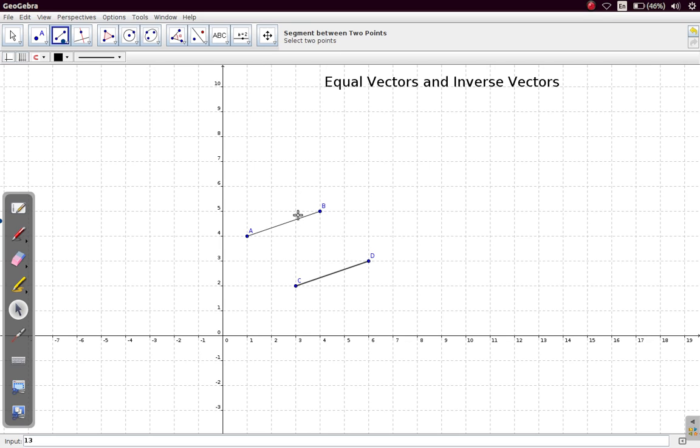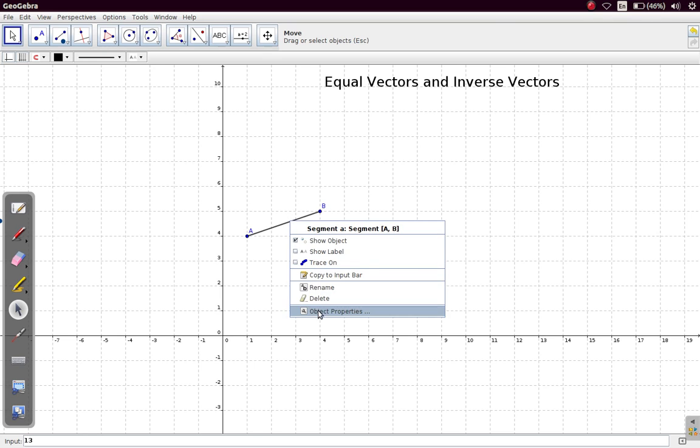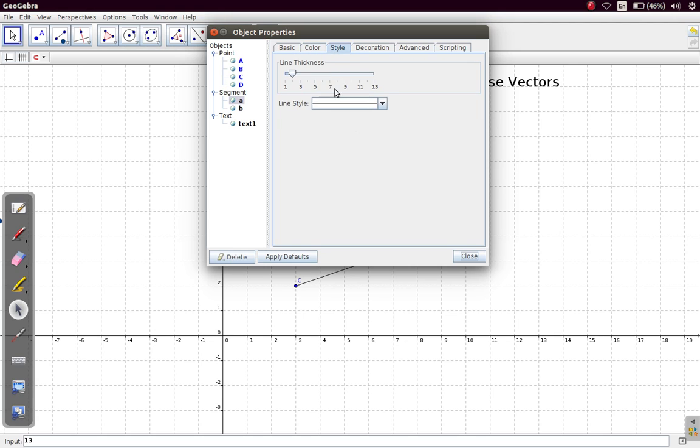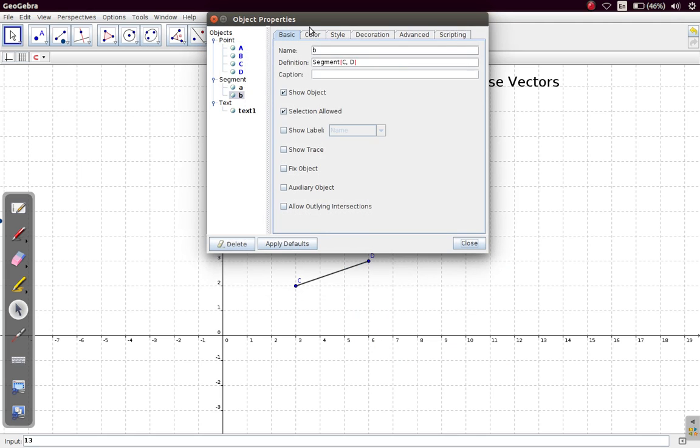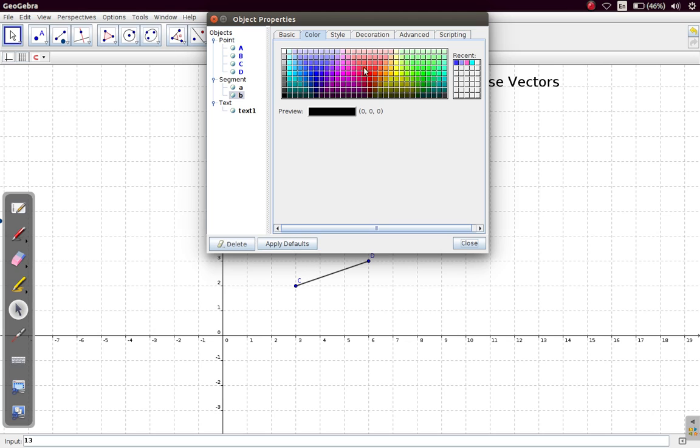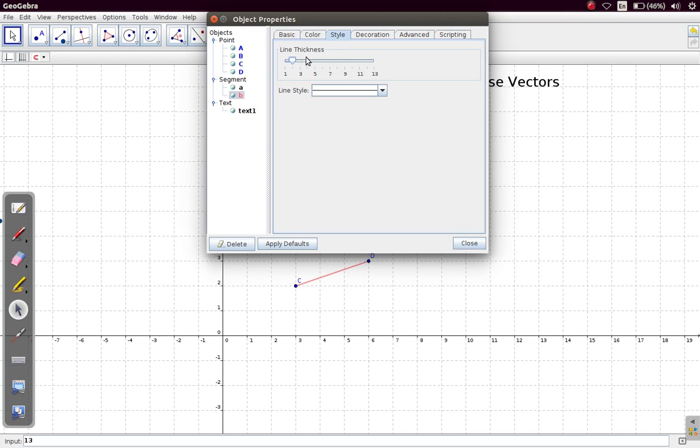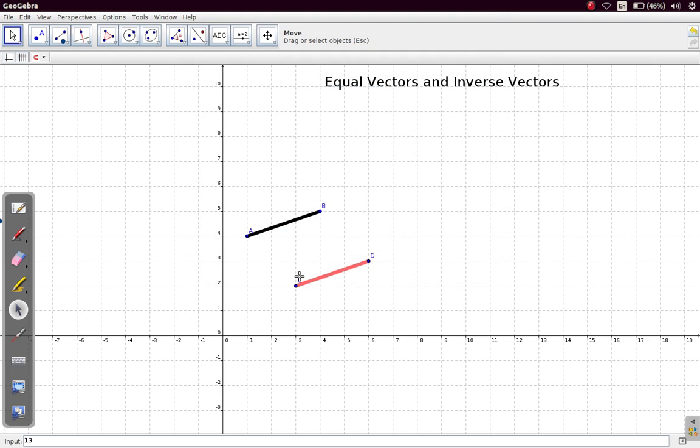I want to kind of dress up vector AB and CD. Let me get rid of this dot here. Alright, vector AB. Let me keep the same color and make it thicker. Good. And then I want to change the color of vector CD. Alright, to this color. And make it thicker as well. Nice. So these vectors are equal vectors.